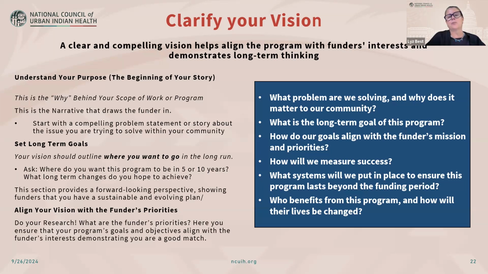Finally, align your vision with your funders' priorities. Research what matters to your potential funder. What are their goals and interests? Ensure that your program's objectives match these priorities. For example, if a funder prioritizes preventative health initiatives, highlight how your hypertension program focuses on prevention and education. Demonstrating this alignment shows funders that your program is a good fit for their investment. And by clarifying your vision with a compelling narrative, long-term goals, and alignment with funder priorities, you lay a strong foundation for a sustainable and successful program. Next slide, please.